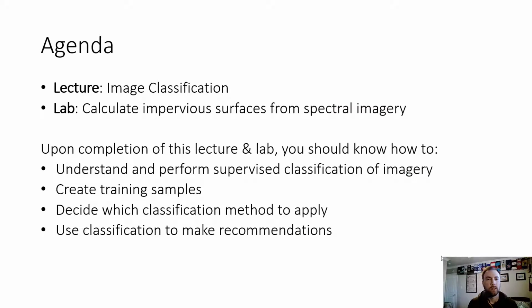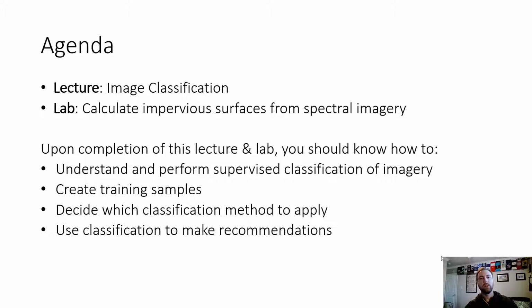So this week's lecture, as I said, is image classification. Your lab is called Calculate Impervious Surfaces from Spectral Imagery, and essentially what you'll be doing is image classification. You're going to be taking an aerial image with multiple bands, and from that you'll be classifying the various pixel values, reclassifying the pixel values, so you can get an idea how much of the surface area is occupied by what types of surfaces, pervious versus impervious. An impervious surface would be something like concrete, asphalt, sidewalk, road, whereas pervious would be grass, things where water can trickle down through.